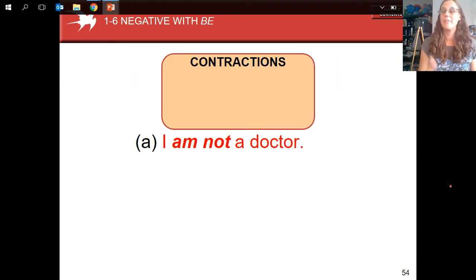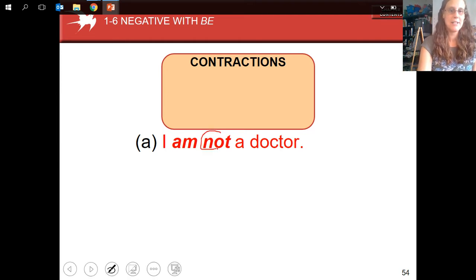So, first example, I am not a doctor. Nope, I am not. I am not a doctor. So for the negative form, we add the word not. So we put not after the form of be. I am not a doctor.